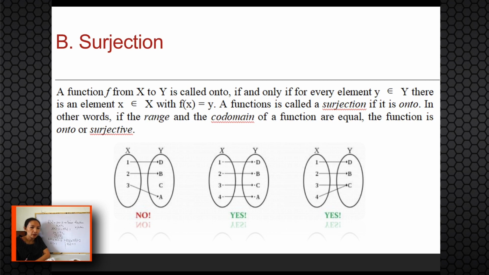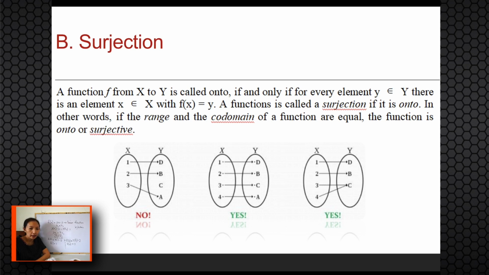Take note, this may be very technical, but let me make it simple. It's as simple as this. If every element of y is mapped to an element of x with f of x equal to y, then the function is called a surjection. Okay? And it is x onto y. In other words, if the range, remember range, set of all y values, and the codomain of a function are equal, the function is onto or surjective.